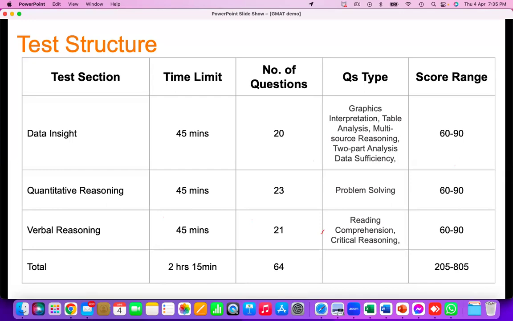Any confusion about the test structure? 3 sections, 45 minutes, 45 minutes, 45 minutes. And you have the number of questions: 20 questions in Data Insight, 23 questions in Quantitative Reasoning, and 21 questions in Verbal Reasoning. It means you have 2 minutes plus per question in each section. Clear? So 64 questions to be answered.